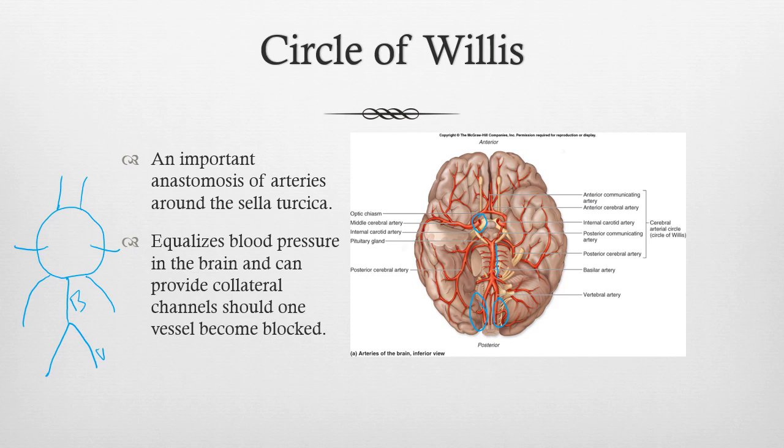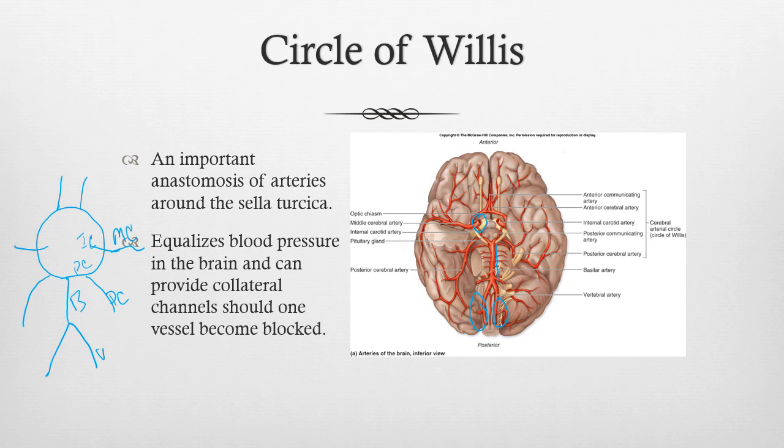We then have posterior cerebrals right in here that come off on either side. We then have a posterior communicating, and the posterior communicating allows us to connect the blood supply between the basilar artery and the internal carotid. So right here is the internal carotid as it comes in. Out here going is the middle cerebral.